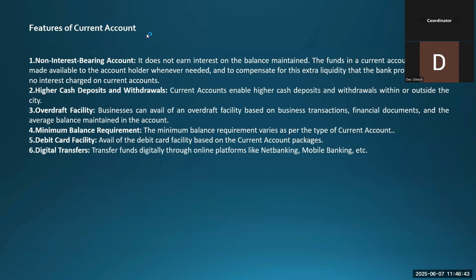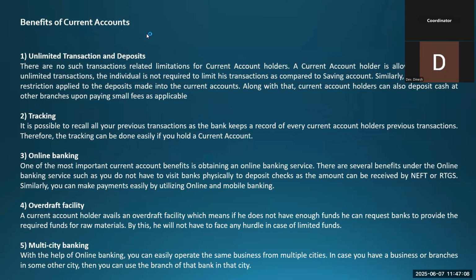So there are different types of current accounts. Basic current account. There are current accounts which you need to maintain 25,000 balance, 10,000 balance, 1 lakh balance, 5 lakh balance. So there are different variants of current accounts which are available. Debit card facility is available for current account. Digital transfers through net banking, mobile banking, all the facilities are available for current accounts.